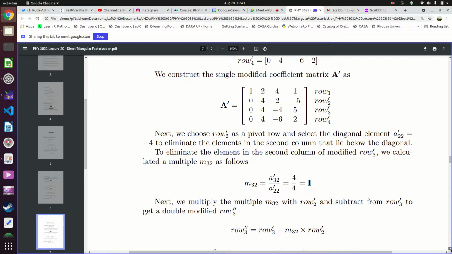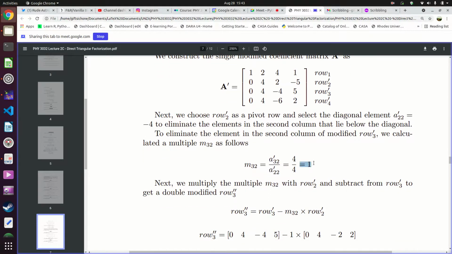So with that multiplier 1, this multiplier is what you're going to put in our lower triangular matrix, but it also has a use in modifying this row. So our row number 3 modified twice is going to be equal to row number 3 modified once minus the multiplier M32 times row number 2 modified once. So our row number 3 modified once is 0, 4, minus 4, 5. That's what you have here, 0, 4, minus 4, 5.